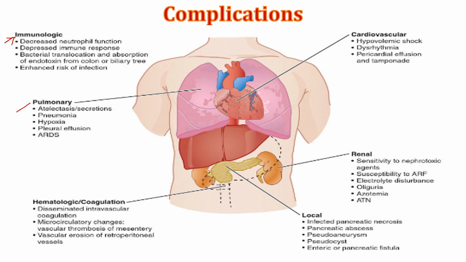Regarding the pulmonary system, the patients are at risk to develop atelectasis and pneumonia, hypoxemia, pleural effusion, as well as adult respiratory distress syndrome. Regarding the hematological and coagulation problem, as we mentioned before, inflammatory process also together with alteration in coagulation. That's why your patients are at risk to develop disseminated intravascular coagulopathy.